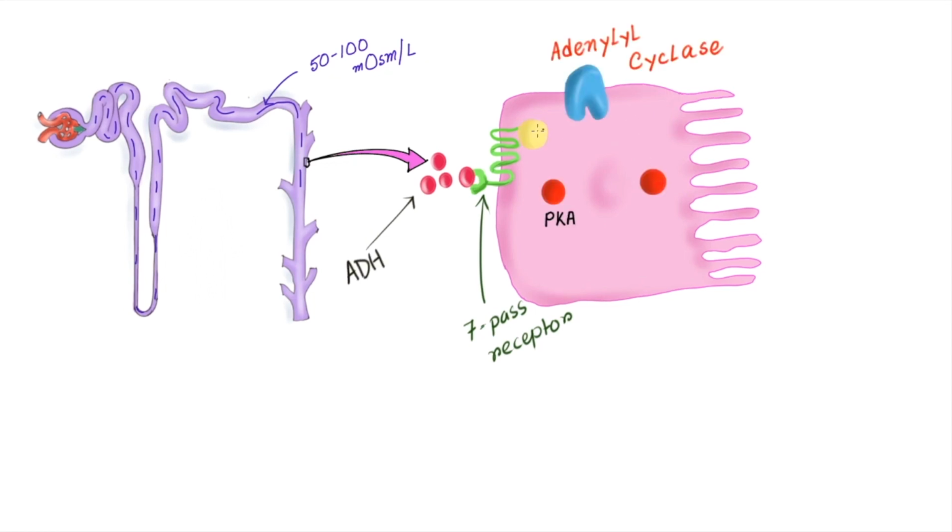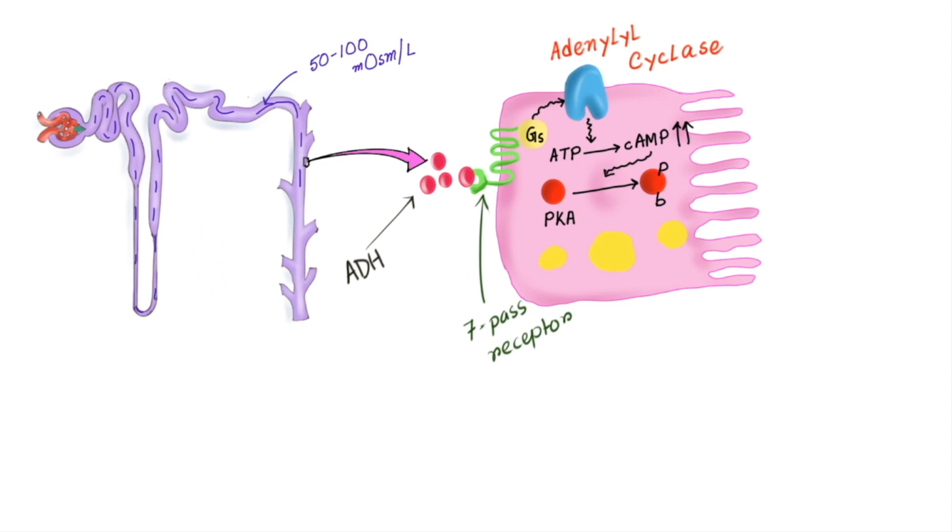Now, let's see how ADH alters the cellular environment. Cells of this part of the nephron have receptors for ADH. They are serpentine receptors or 7-pass receptors. ADH binds with this serpentine receptor, which stimulates intracellular G protein, and the G protein stimulates adenylyl cyclase, which converts ATP into cyclic AMP. When intracellular cyclic AMP goes up, it will activate protein kinase A. All these steps are nothing but to activate this enzyme.